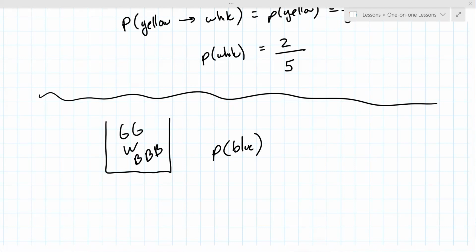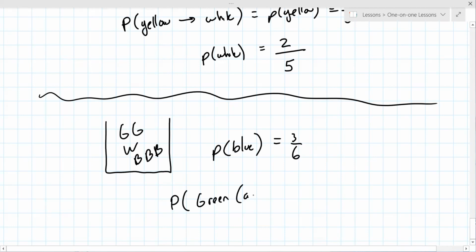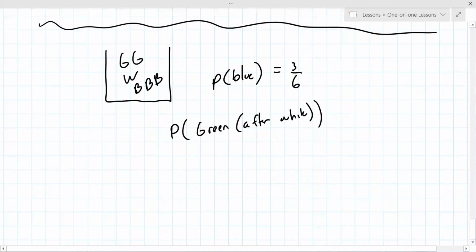Yes, so it's 3/6. Okay, but now I want to know what's the probability of getting a green, but after you get a white. That's assuming you took a white out. So what's the probability of getting a white ball? Well, there's 1 out of 6. Do you follow that? Why don't you take the blues out now? Because we're not interested in the blues. We're interested in the whites.